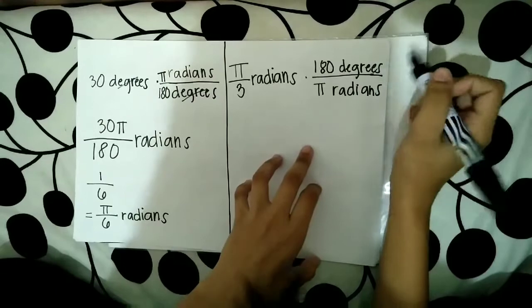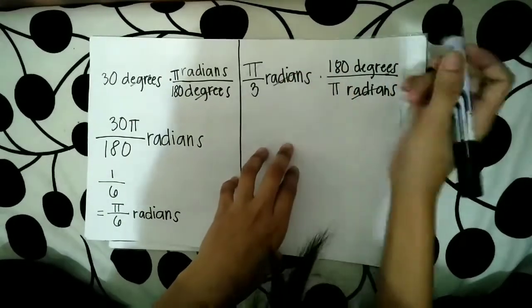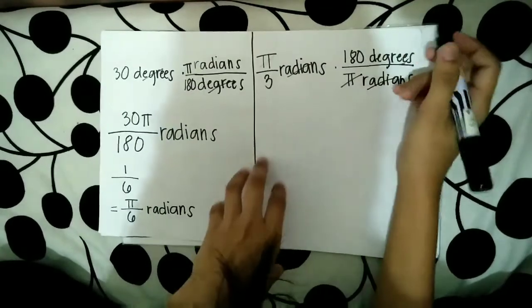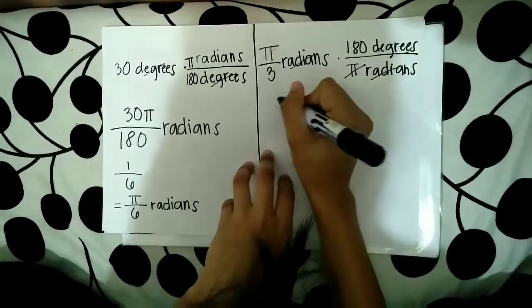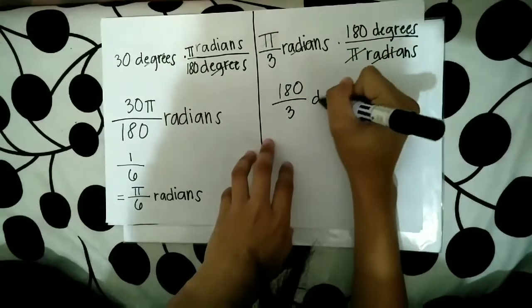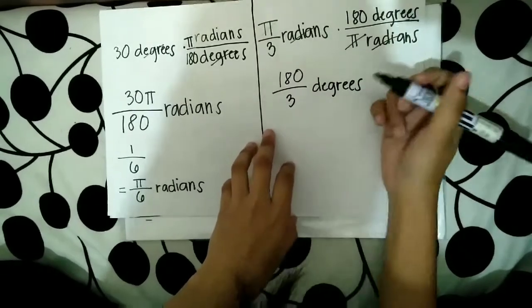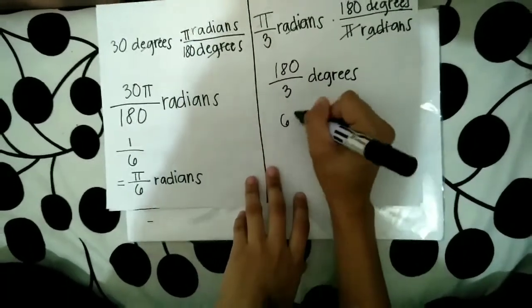The radians will be cancelled out, and the pi is also cancelled out, and you're left with 180 over 3 degrees. 180 over 3 is 60 degrees.